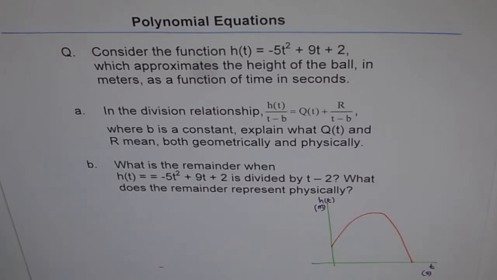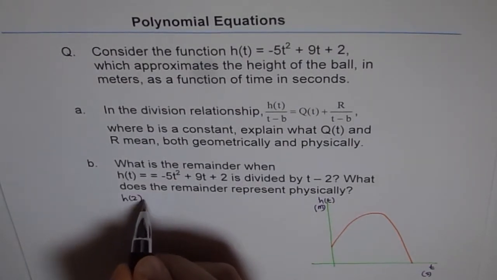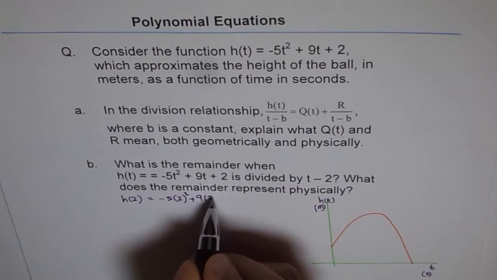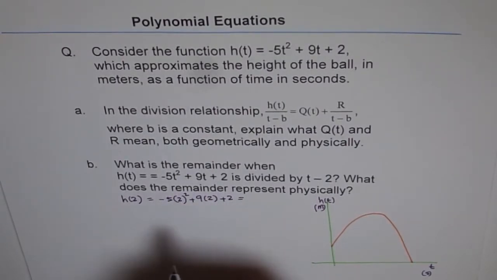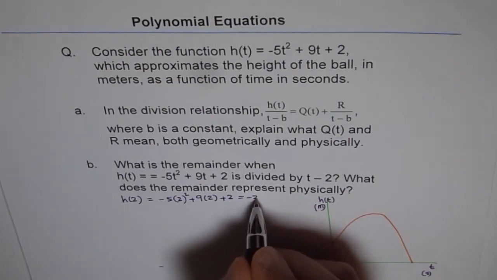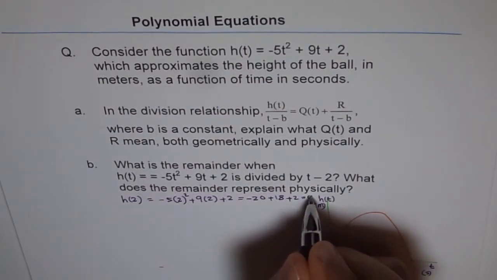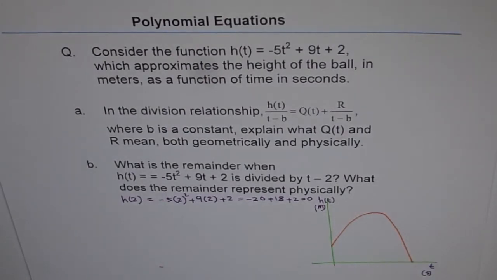What is the remainder when h of t is divided by t minus 2? The remainder when t minus 2 divides into this is h of 2, right? So we can find what h of 2 is. h of 2 is equal to minus 5 times 2 squared plus 9 times 2 plus 2. 2 squared is 4, 4 times 5 is 20, so we get minus 20 plus 18 plus 2, which is 0. So at 2 seconds the height is 0, so this point is 2 seconds, when the height is 0.